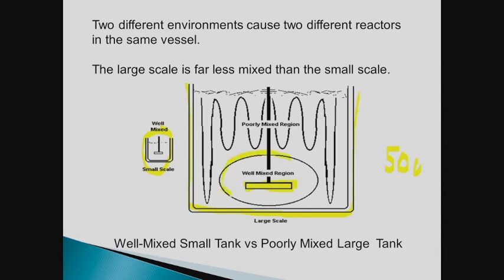So what happens is you have a well-mixed region, which is right here, which gives you one molecular weight. This is a reactor in here. And then you have another region out here, which is poorly mixed, which is another reactor, which gives you another molecular weight distribution. So inside your reactor, you have two reactors. You get a twofer, 2 for 1. Well-mixed small tank, poorly mixed large tank. So large scale is far less mixed than the small scale. They have two different reactors in the same geometry, or the same vessel.